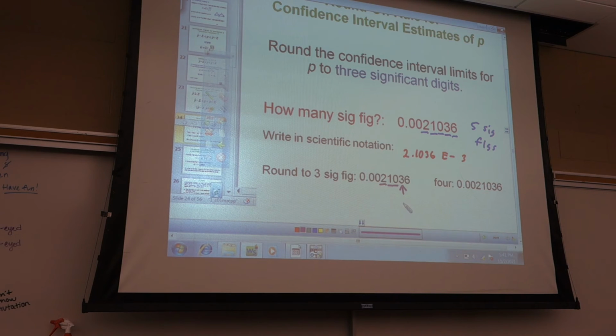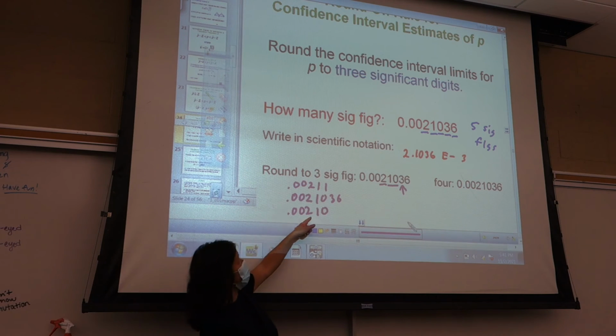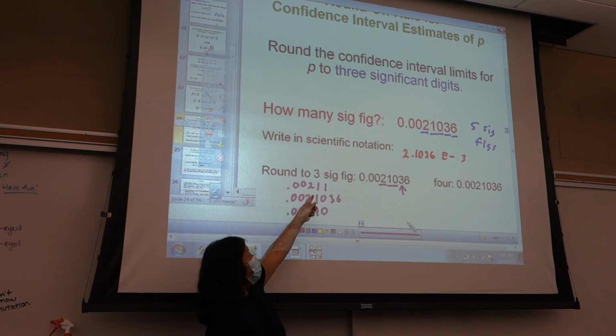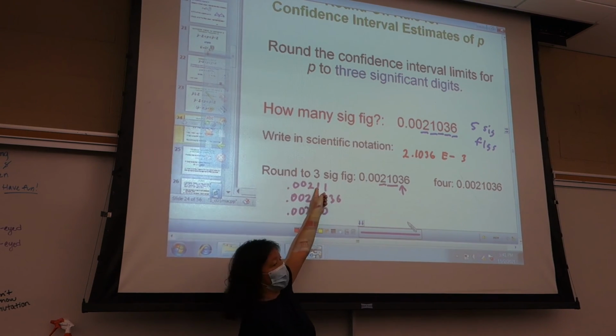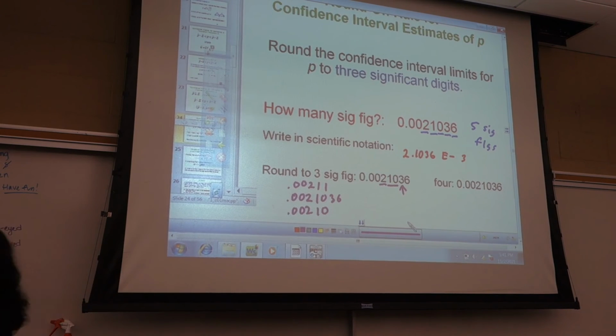So here, 0.002136 is between 0.00211 and 0.00210. It's between those two. Everybody on board? This is below it, this is less than it, and this is above it. So I'm going to look at the next one and decide whether to round down to this or round up to that one. Which one am I going to do?